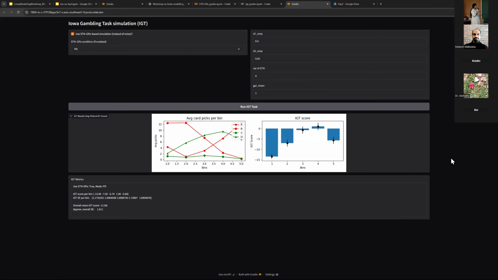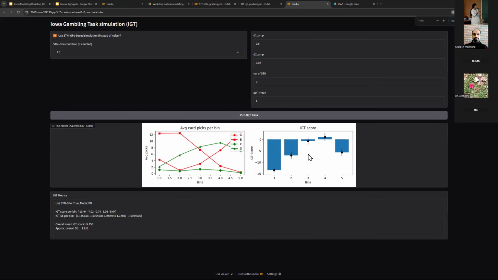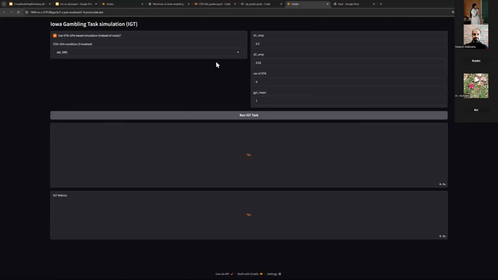Can you see that the values are negative now when you run it with the PD condition? That is because its variance is not high enough to improve your IGT scores. Similarly, we can do it for PD DBS as well. You want to try it now? Yes, ma'am. Standard DBS. It might be slightly better than PD, but there's no guarantee that it will improve as much as the normal condition.